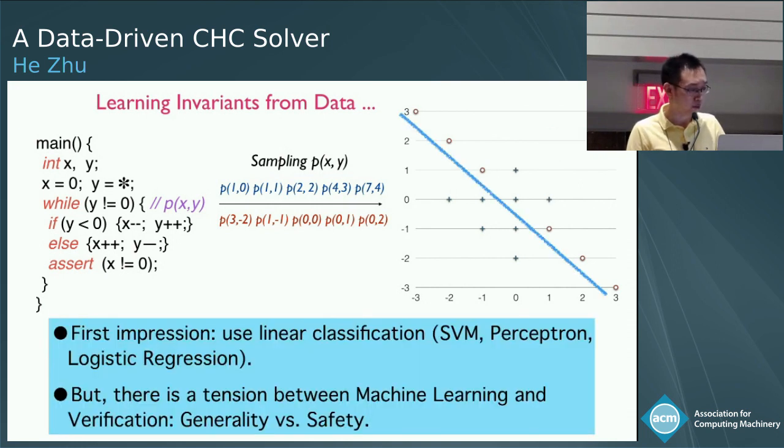So the first impression is that we should still use linear classification, but there's a tension between machine learning in general and verification, which is generality versus safety. A linear classification algorithm strives to find a single linear classifier as general as possible so as to be good at predicting future data, even at the cost of misclassifying some training examples. But a verification task doesn't allow a single example to be misclassified. How could we reconcile such a tension?